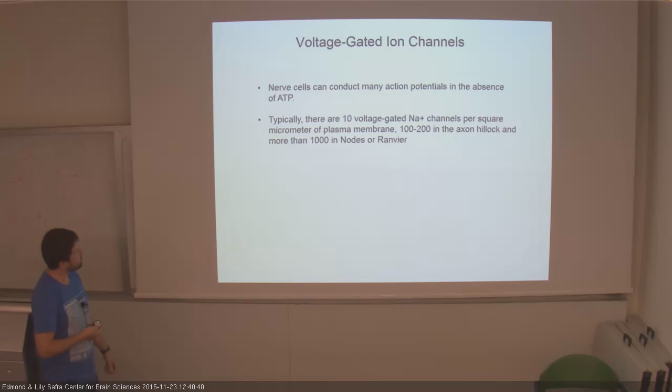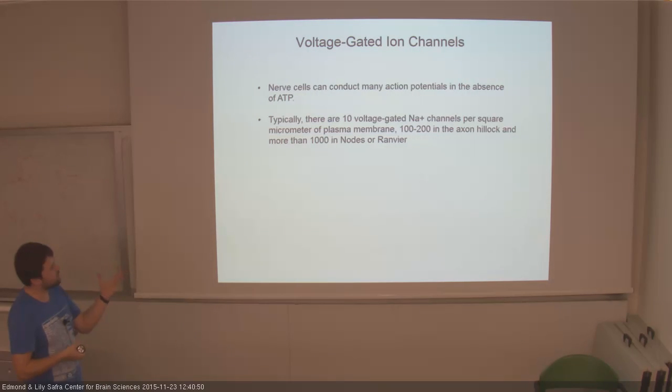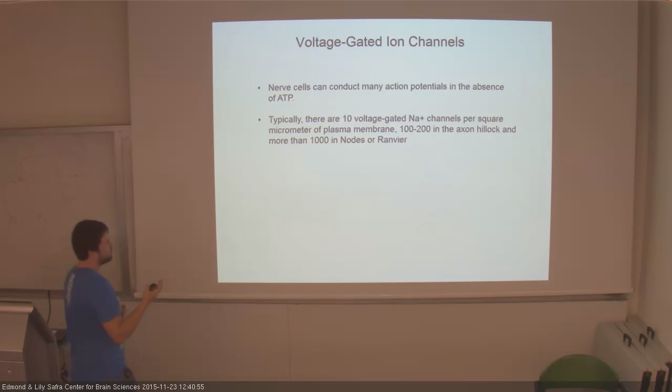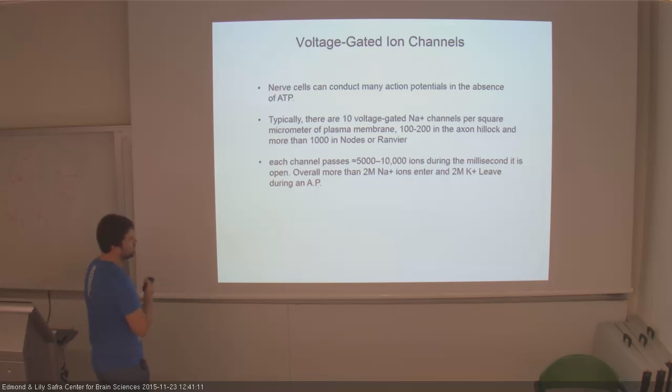Typically there are 10 voltage-gated sodium channels per square micrometer of plasma membrane, if we're talking about the general plasma membrane. If we're talking specifically about the axon hillock, where most action potentials are generated, then we have from 100 to 200 for every square micrometer. And in the nodes of Ranvier, we have more than 1,000. So they're very, very highly concentrated in these segments. Each channel can pass about 5,000 to 10,000 ions during the less than a millisecond that it's open.